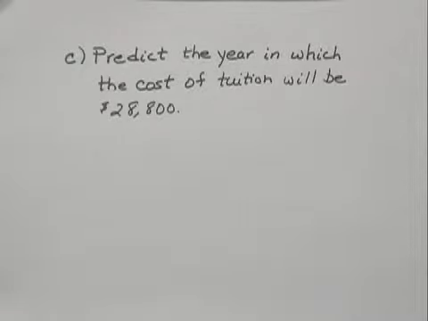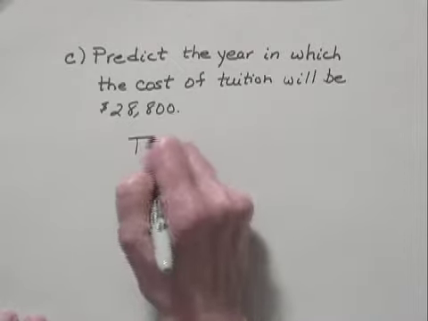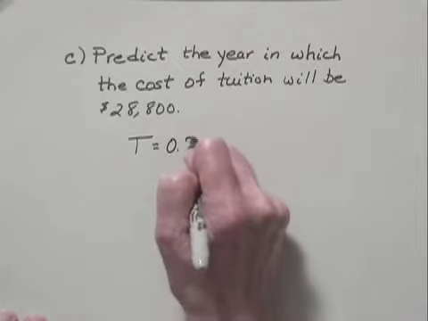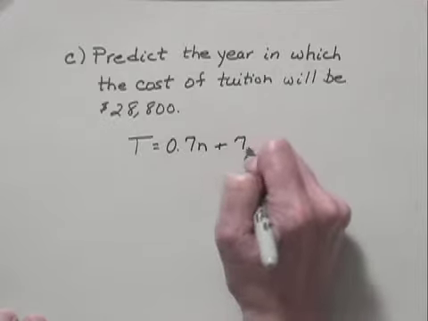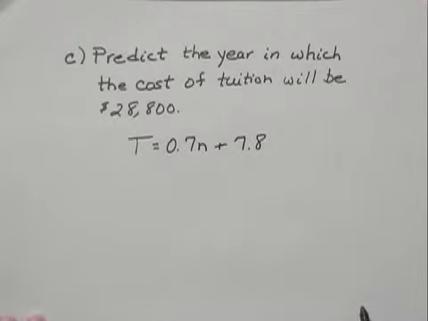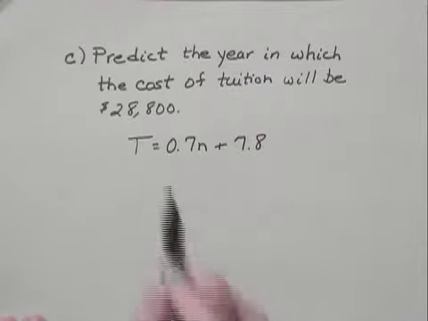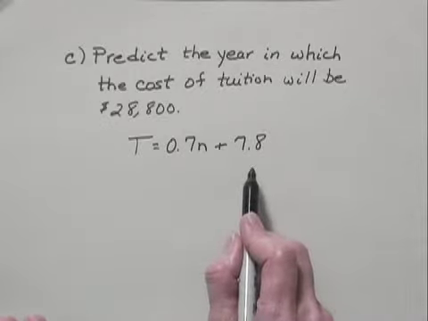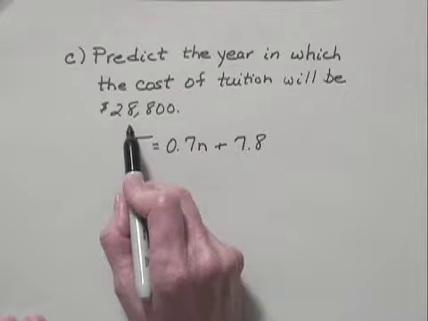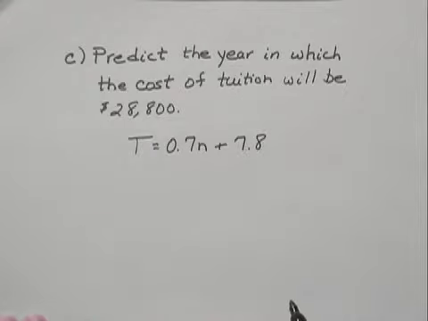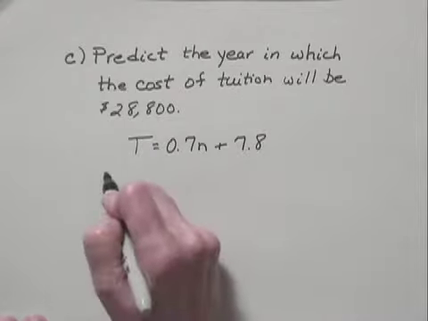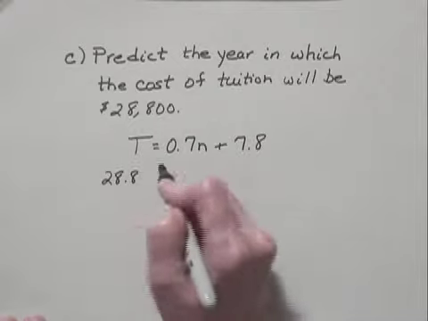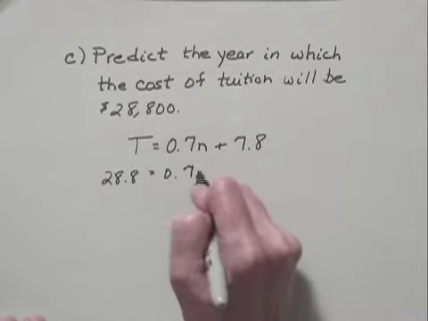Predict the year in which the cost of tuition will be $28,800. Well, we have our equation. T is equal to 0.7n plus 7.8. And we're asking now, what is n when the tuition is $28,800? These numbers in the equation are given in terms of thousands, so $28,800 is 28.8 thousand, and we'll substitute that for T, and then we'll solve for n.